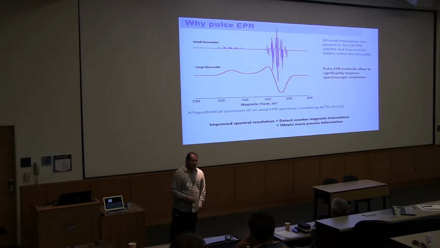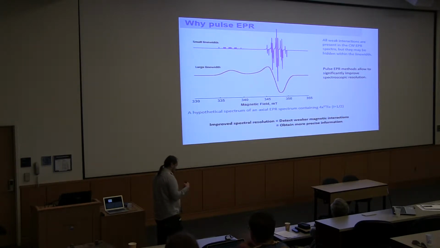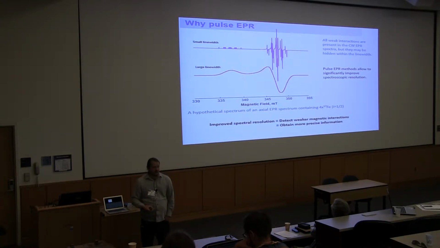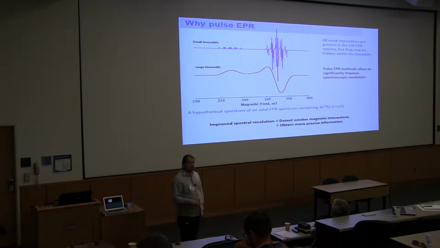So the other option is to use a more advanced technique called pulsed EPR. This one allows, through magic trickery of pulsing microwaves through the system, significantly improved spectroscopic resolution. Now, the immediate goal is that we can detect weaker magnetic interactions. The other goal sometimes is just to get more precise information out. There are cases when continuous wave EPR is just bloody complicated, and to resolve those, you need to do a little bit more using pulse EPR. So that's what it's all about.